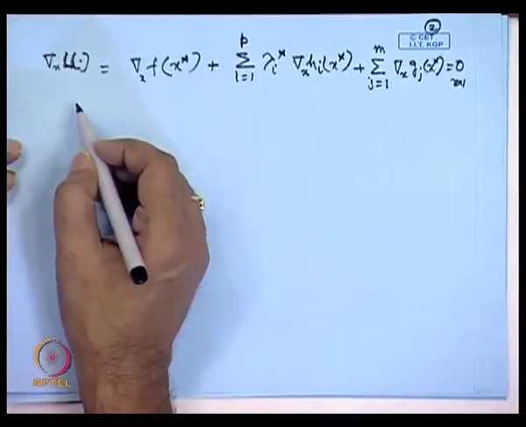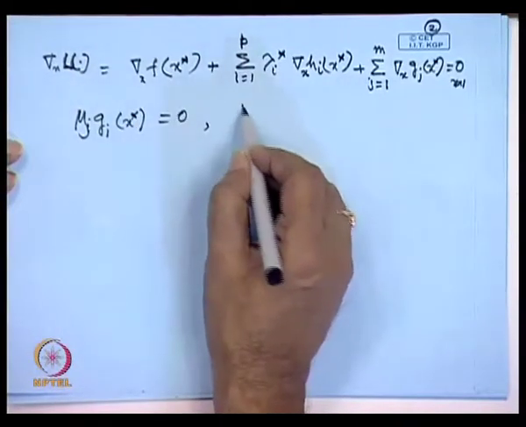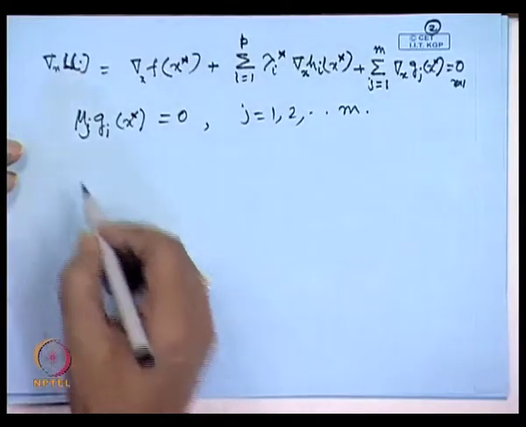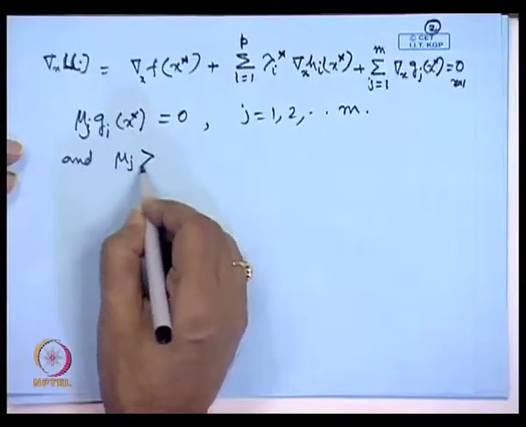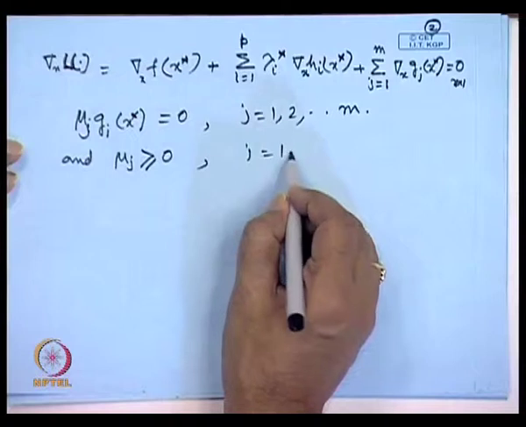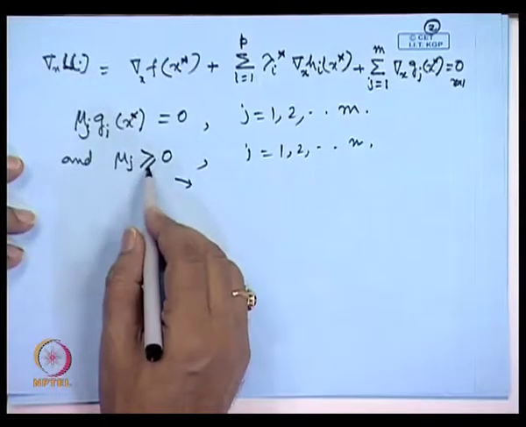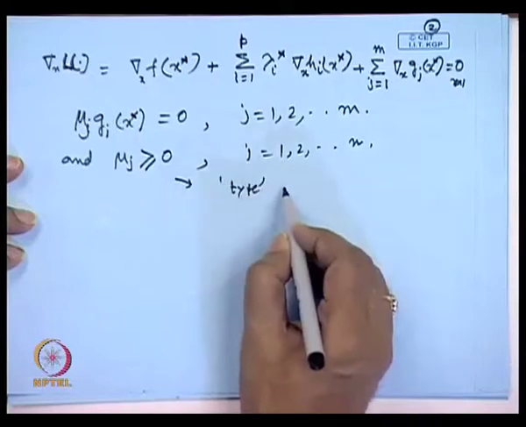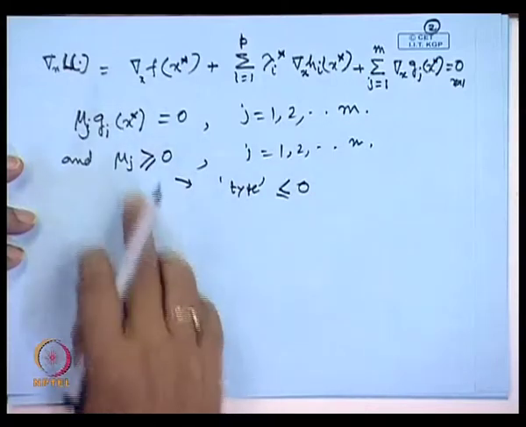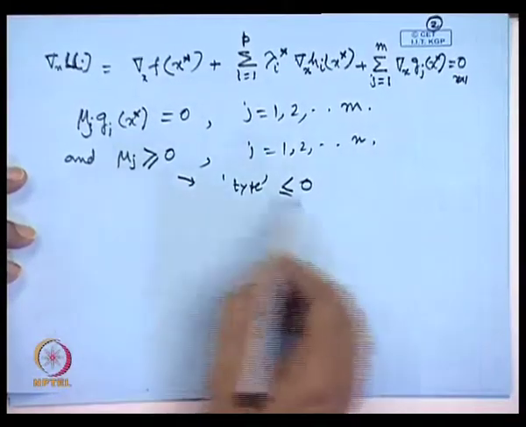Also, the switching condition must be satisfied: mu j star times g_j(x star) must be equal to 0 for j equal to 1 to m, and mu j is the Lagrange multiplier associated with the inequality constraints. Mu j must be greater than or equal to 0, as we have shown last class. When the constraints are of the type less than or equal to 0, then mu will be greater than or equal to 0. Agree? Mu is non-negative, which we will see later in our discussions.